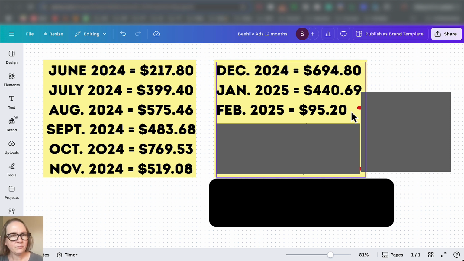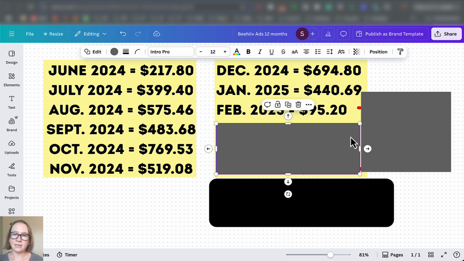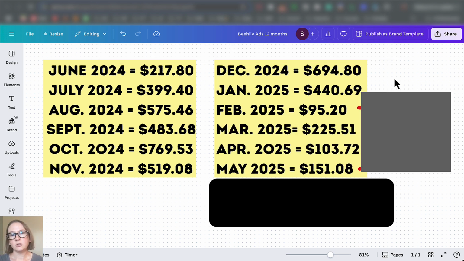So I have not disclosed anywhere yet how much I made in the last 3 months. I've only disclosed what's been made from Beehiiv ads within the first 9. So I'm just going to delete this little gray box here to show you what has been made by my newsletter in the last 3 months. Okay, so you can see that things went up a little bit, from that crazy low of $95. We had $225.51 in March, then we dropped again to $103.72 in April. Then we started rising back up a little bit last month with $151.08.